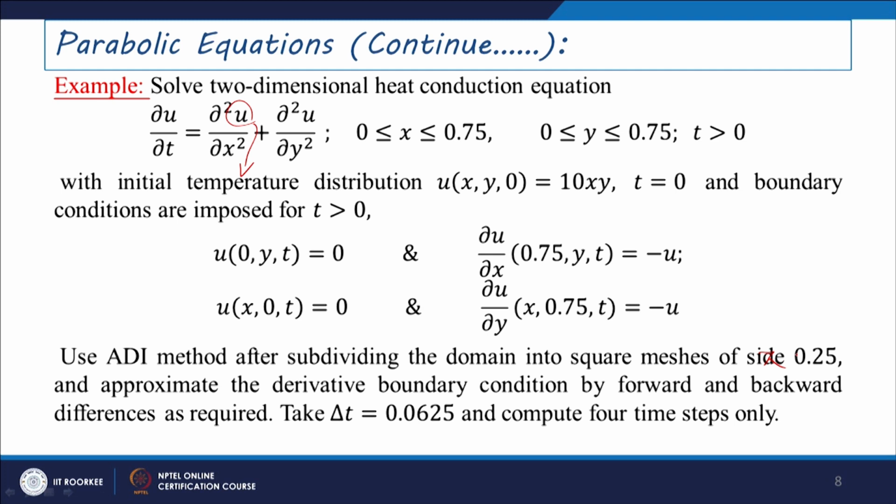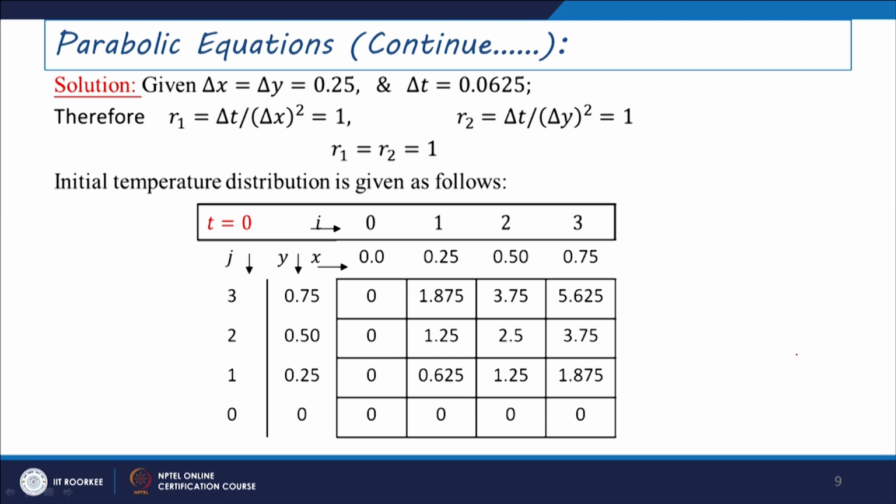So if we consider this problem with the specified boundary conditions, we can write the domain in the form del x equals del y, given as 0.25. That is why we can formulate this domain as x varying from 0.0, 0.25, 0.50 and 0.75 here. y is also starting from 0, 0.25, 0.50, 0.75, so you can write this as y varying from 0.0, 0.25, 0.50, 0.75 here also.